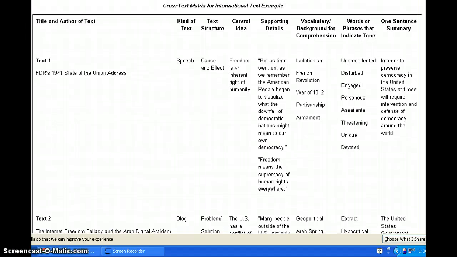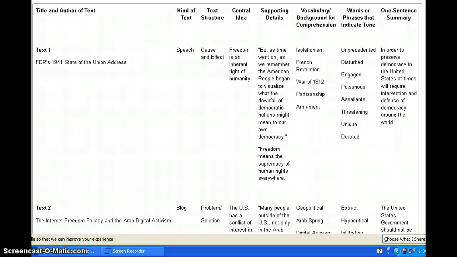So our first text was FDR's State of the Union Address. So that's the title and the author. It could be spelled out that this was Franklin Delano Roosevelt instead of FDR. And of course, it was a speech. It was cause and effect. Because this happened, this is what we need to do. Because we believe this, this is what's going on. And the central idea is that freedom is an inherent right of humanity.